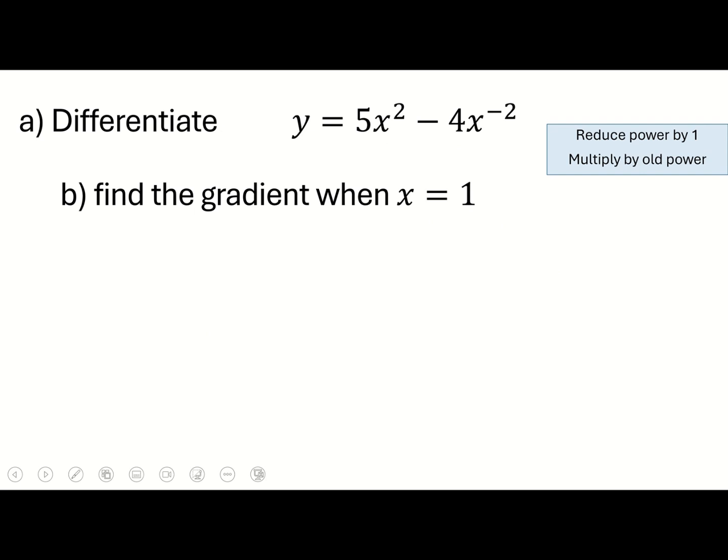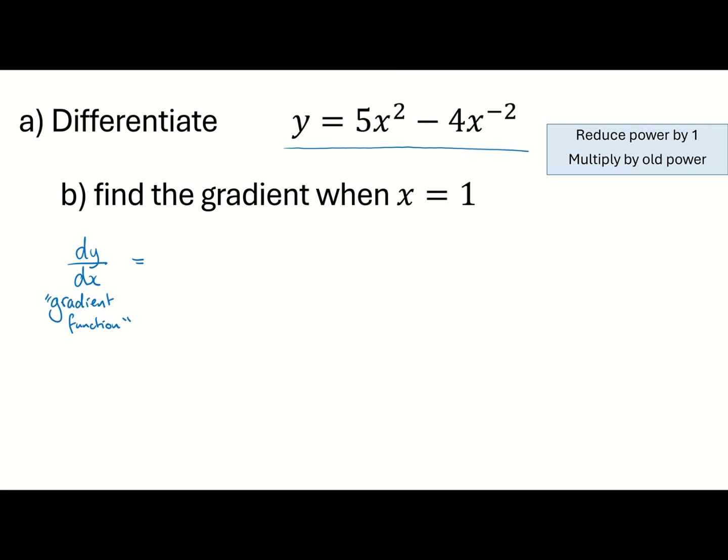let's look at another example. So here there's two parts to this question. It says, can we differentiate y equals 5x squared minus 4x to the minus 2? And then part B, can we find the gradient when x equals 1? So if we recall, when we differentiate, we find dy over dx, which is our gradient function. Well, let's apply our rules over here.